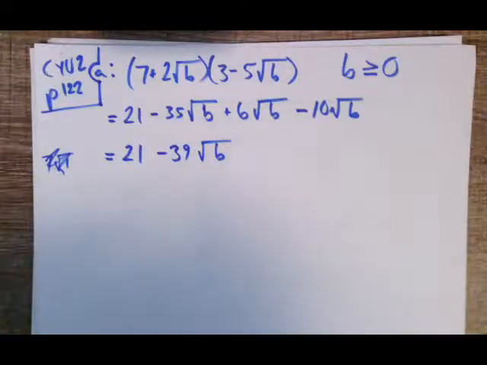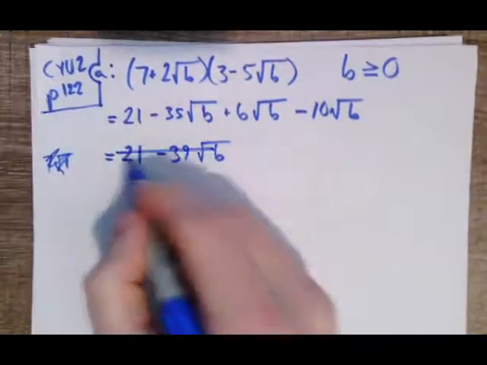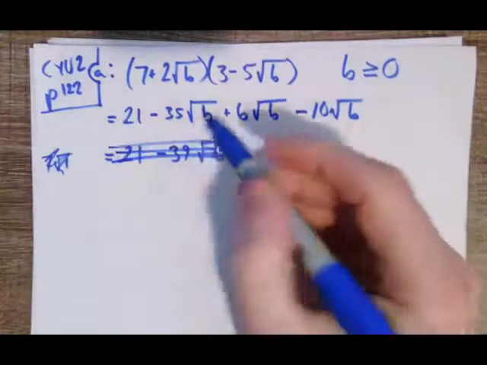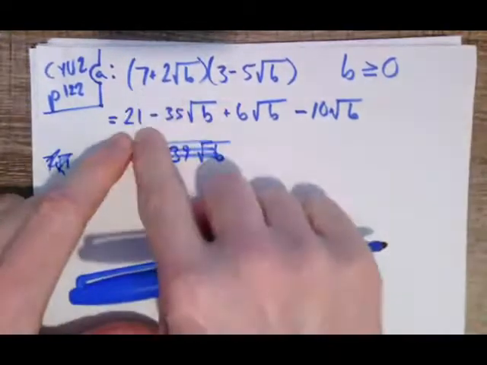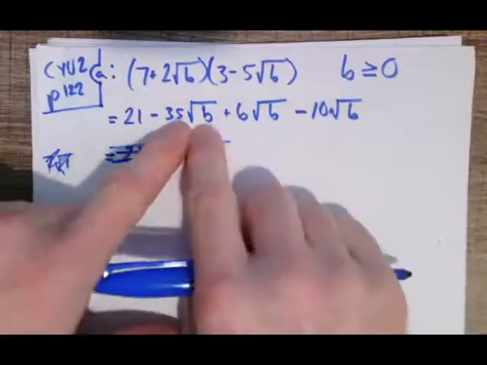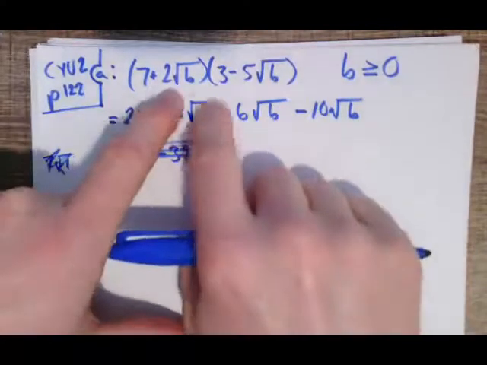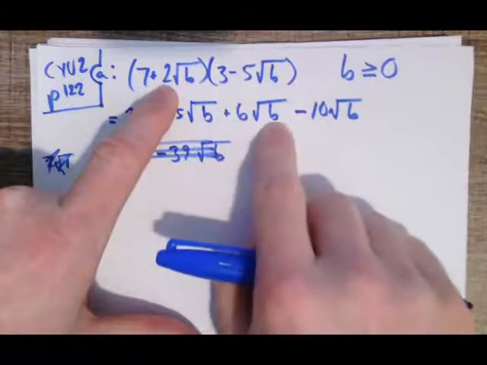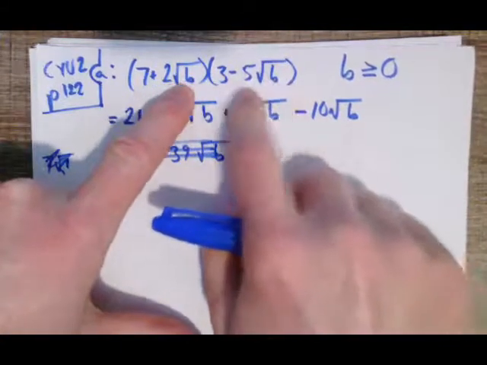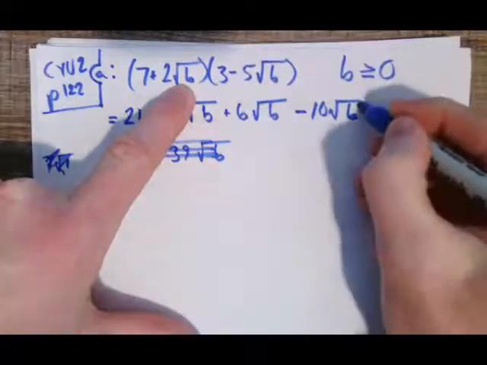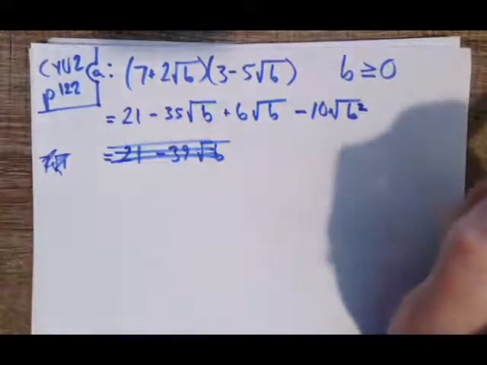Oh my goodness. I just checked my answer. It's wrong. You know why? Because look at this. 7 times 3 is 21. 7 times negative 5 is negative 35 root b. 2 root b times 3, 6 root b. 2 root b times 5 root b. The root b's, b squared.